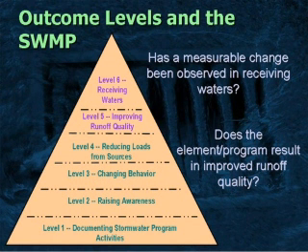The last thing, and the more difficult, as Betsy mentioned, is really looking at levels 5 and 6. And while I realize that the Phase 2 communities aren't necessarily having to monitor themselves, there are ways that water quality data can be pulled together to look at things over time. For level 5, we're looking at whether the element or program results in improved runoff quality. And for level 6, are we seeing an observed change in receiving waters?